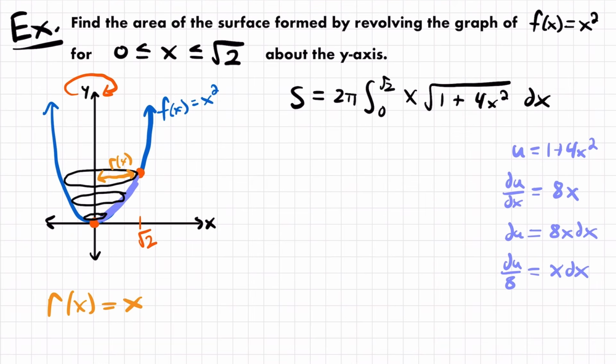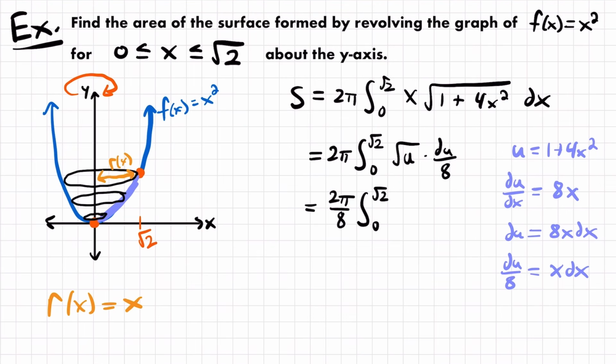And so we'll have that the area of the surface is equal to 2 pi times the integral from 0 to the square root of 2 of the square root of u times du divided by 8. And so now our integral is written in terms of u, and so now we can simplify and integrate. And so if I pull this 1/8 to the outside, we'll have that this is equal to 2 pi divided by 8 times the integral from 0 to the square root of 2 of the square root of u du.